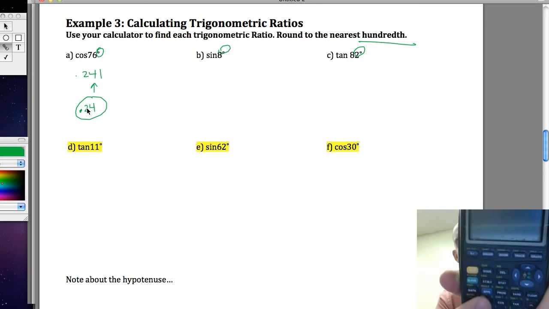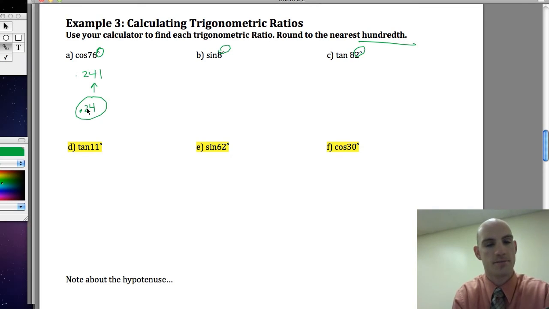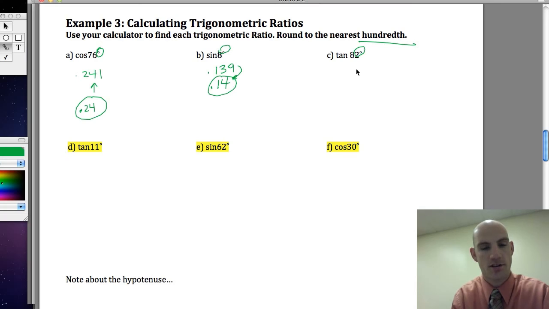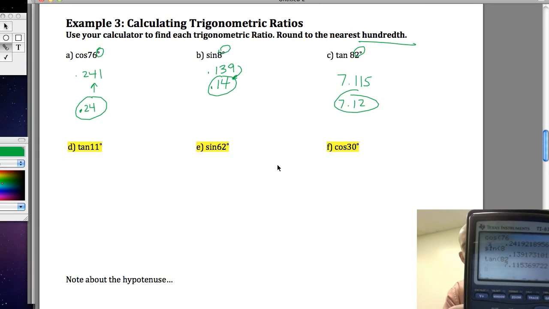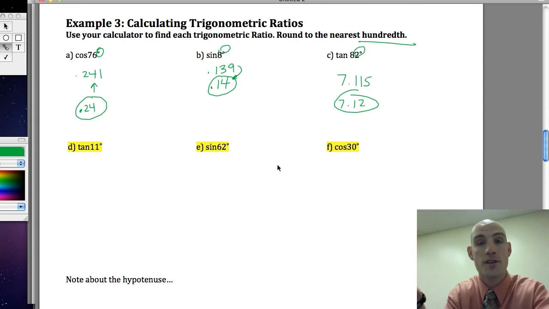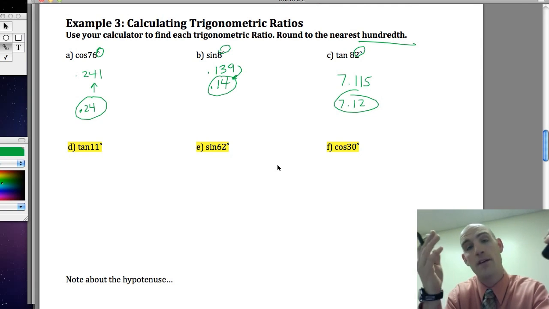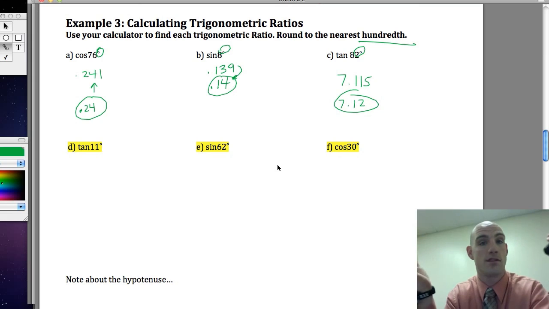For sine, I'm going to use the SIN key, so sine of 8, and that's going to be 0.14, because it's actually 0.139, but we round to the hundredth place, so 0.14. And the tangent of 82 is equal to 7.115, so it'll be 7.12 when you round to the nearest hundredth. Notice, I hope you can see this, I didn't put degree signs in because when you're in degree mode, you don't have to put the little degree symbol by it. You just put in the number.